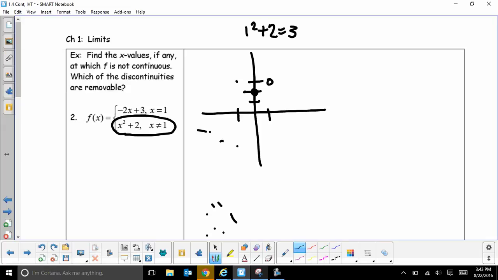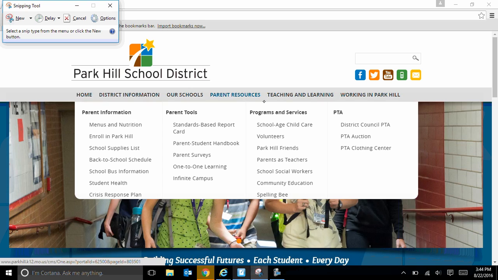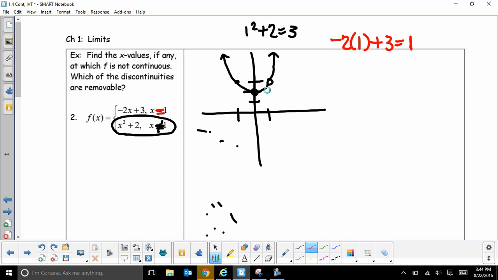And then by symmetry, it's at negative 1, 3, and it curves like this. Okay, so this is my parabola as long as x is not equal to 1. Then what happens if x is equal to 1? I plug into the other value, so the other formula, negative 2 times 1 plus 3. So negative 2 plus 3, I get 1. So my dot should be at 1, 1, like that. This is a graph of f of x.